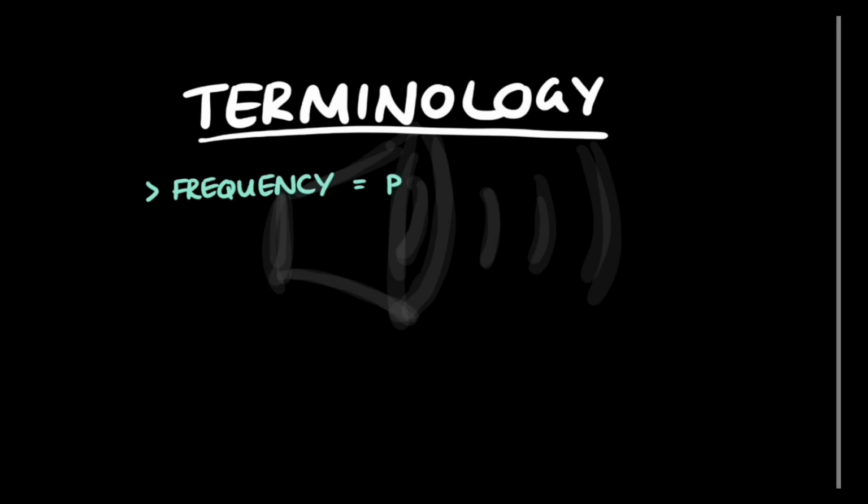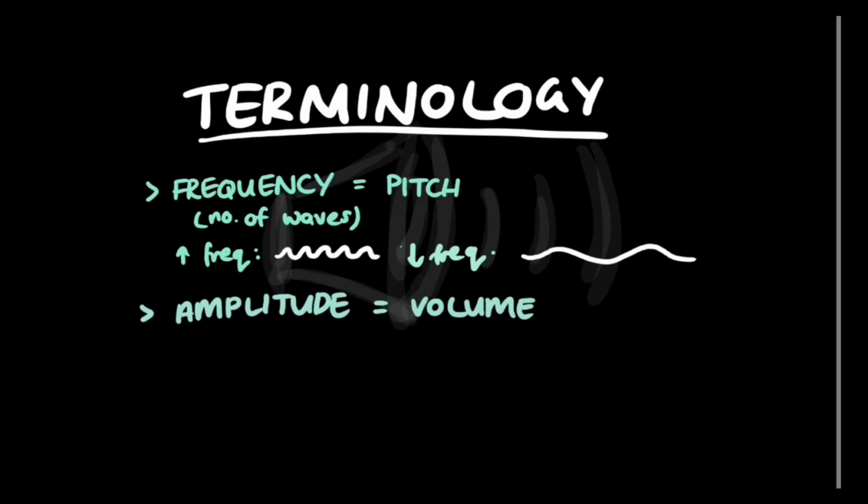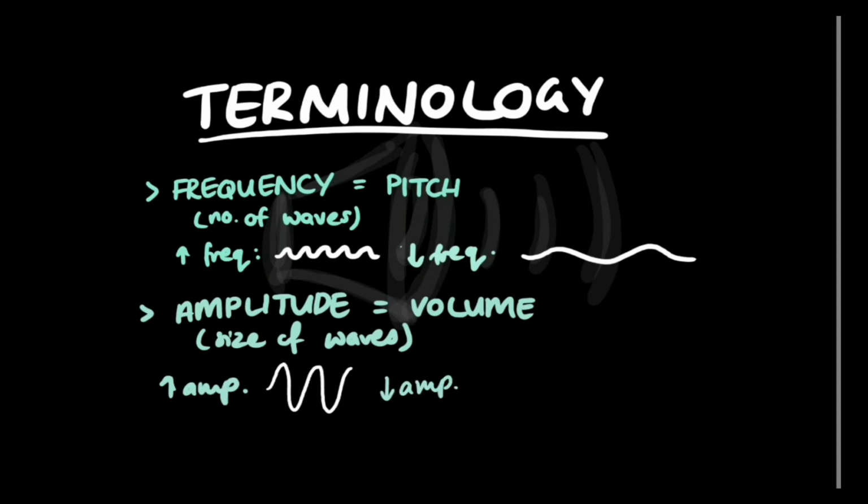So some terminology you need to know is that when we're talking about the frequency of a sound wave, we mean its pitch. So a higher pitch means a higher frequency, so you've got more waves. And then vice versa is true for a low pitch or low frequency. Amplitude relates to the volume of the wave. So a high amplitude wave will be louder and taller, and a low amplitude wave will be quieter and look shorter.